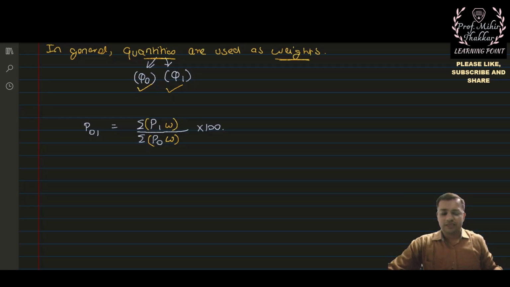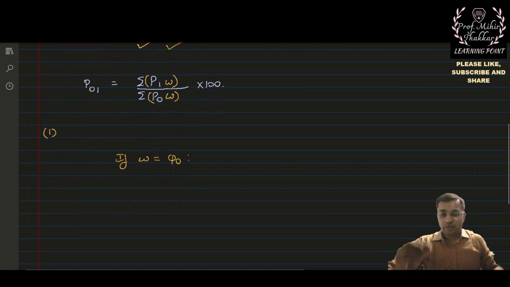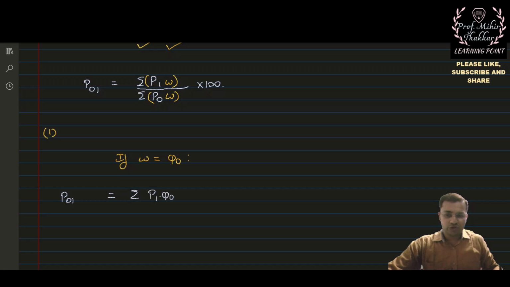So in case you talk about the first one, if weight is the base year quantity, guys see how the formula changes over here. I will say over here that P01 is equal to summation P1 into Q0 in the numerator as well as summation of P0 into Q0 multiplied by 100. So it's very simple, guys.